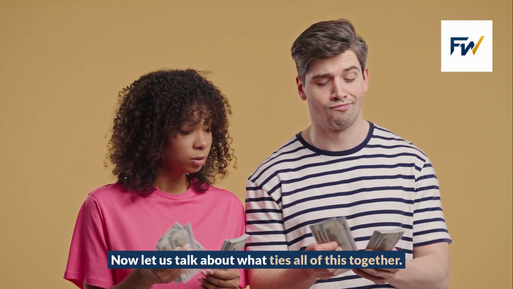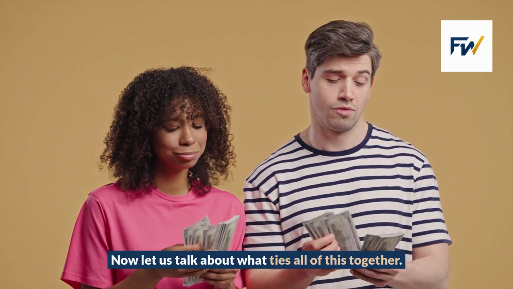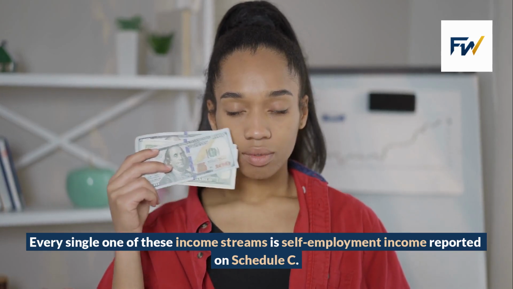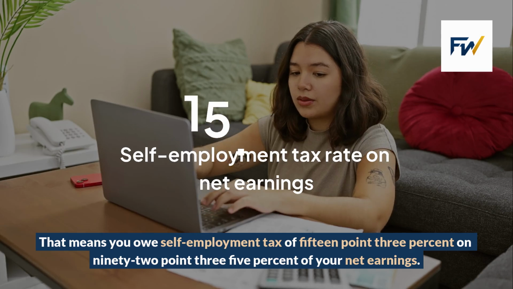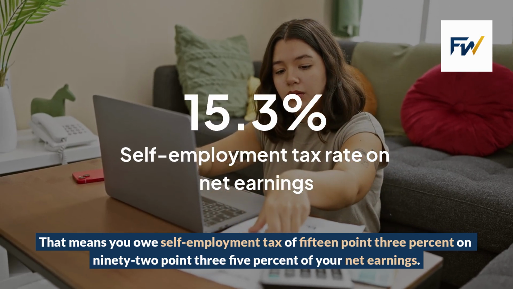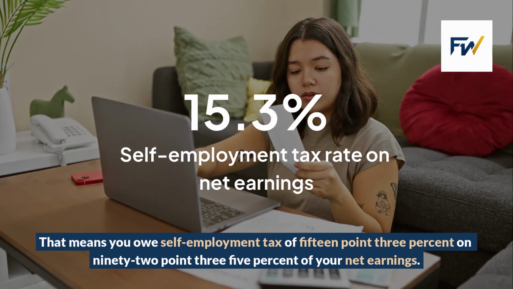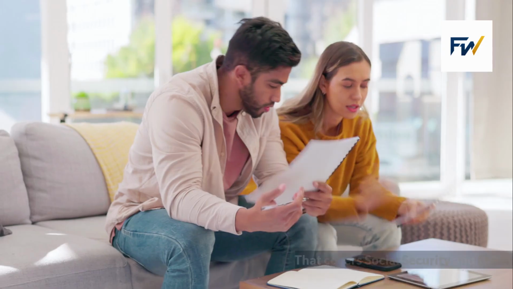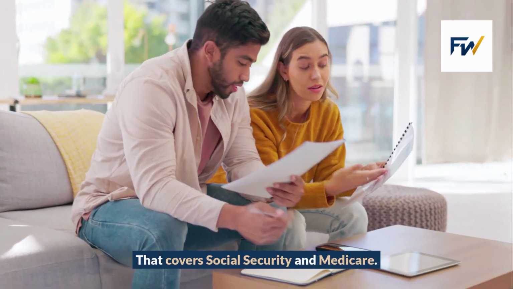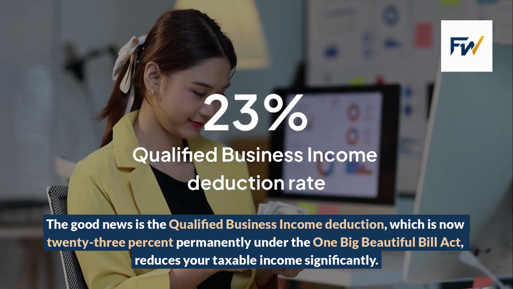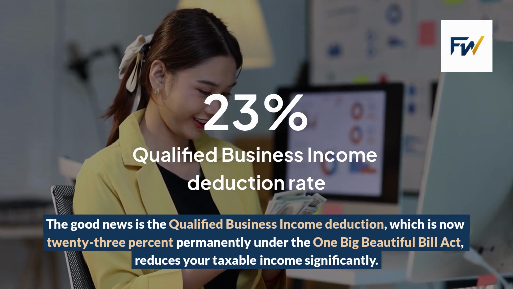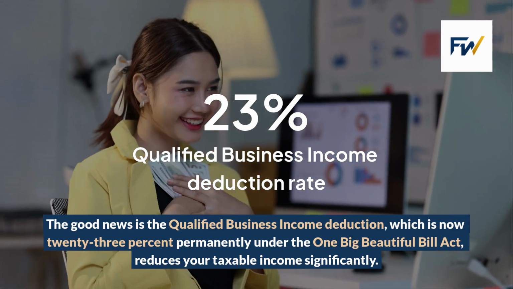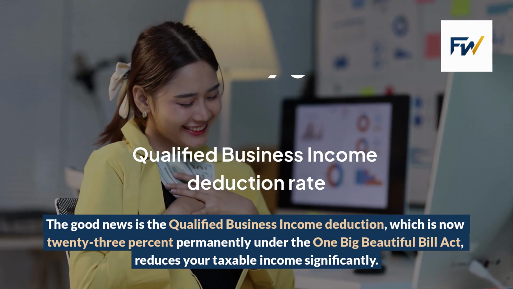Now, let us talk about what ties all of this together. Every single one of these income streams is self-employment income reported on Schedule C. That means you owe self-employment tax of 15.3% on 92.35% of your net earnings. That covers Social Security and Medicare. The good news is the Qualified Business Income Deduction, which is now 23% permanently under the One Big Beautiful Bill Act, reduces your taxable income significantly.